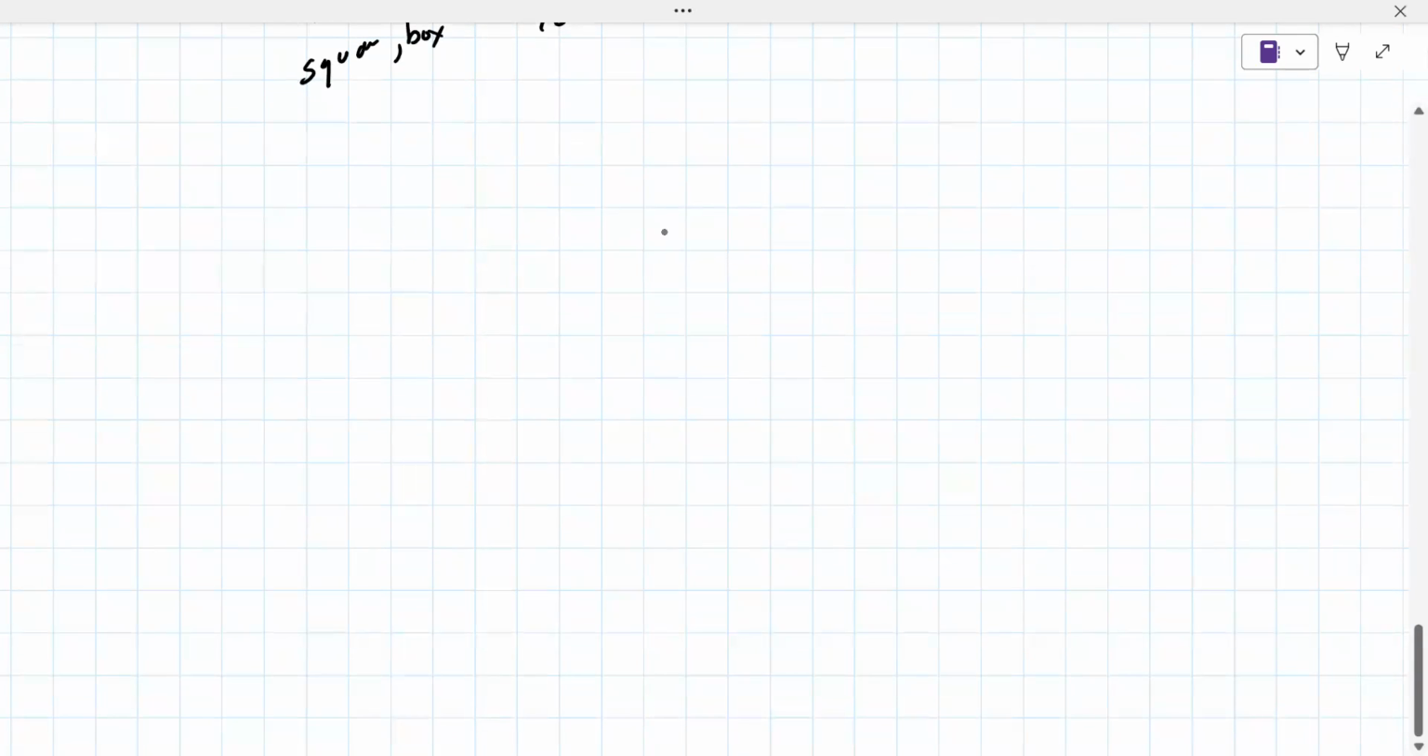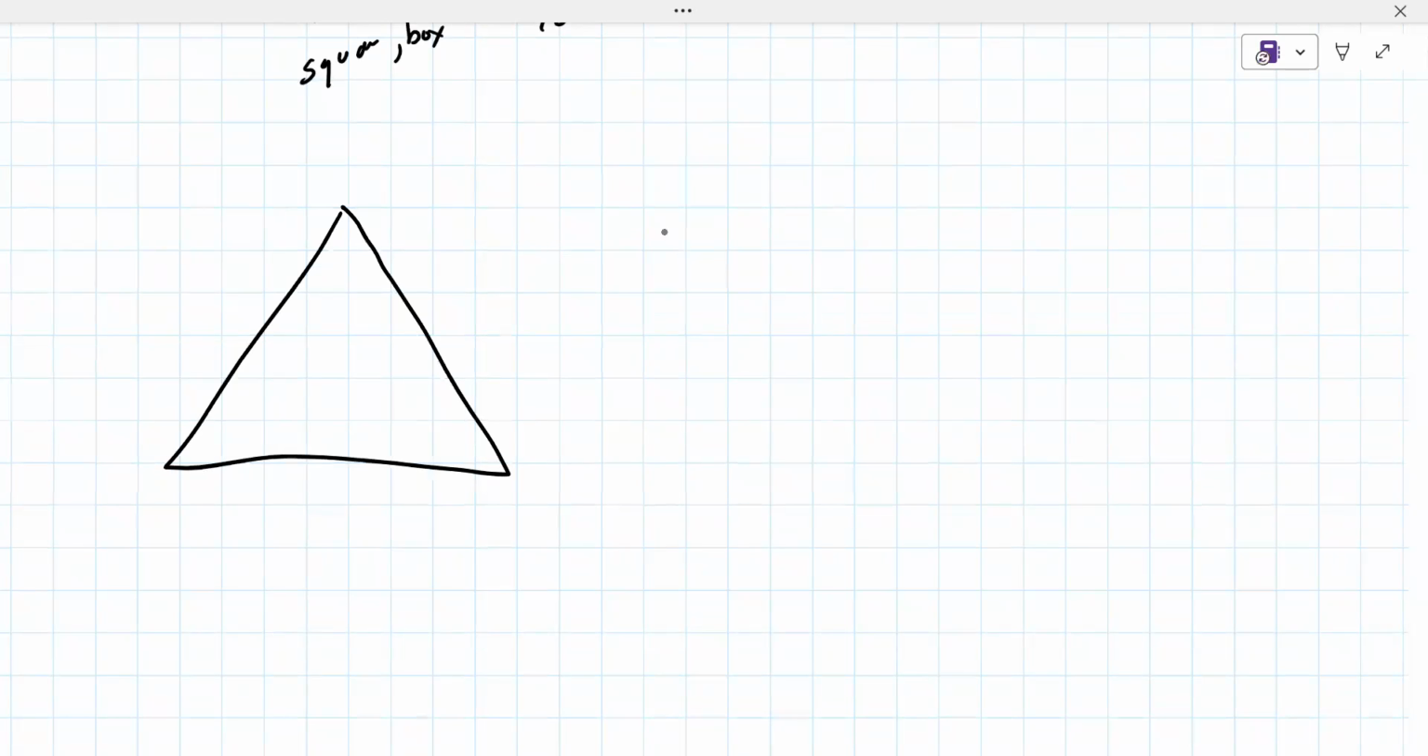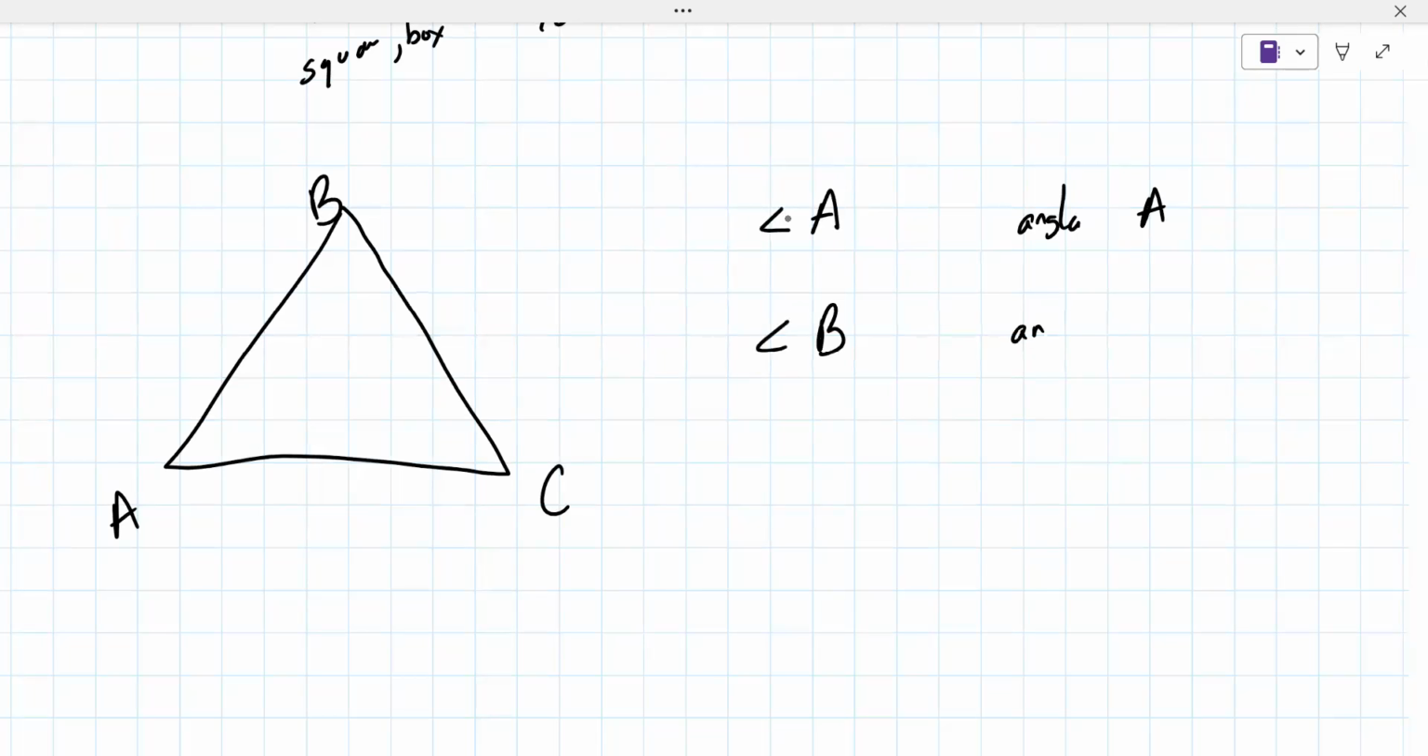So more geometry stuff here. Let me draw something. This is just more background. A, B, and C. There are three angles. There is angle A. This symbol right here, which looks like a less than, means angle A. And then there's angle B, and then there's angle C.